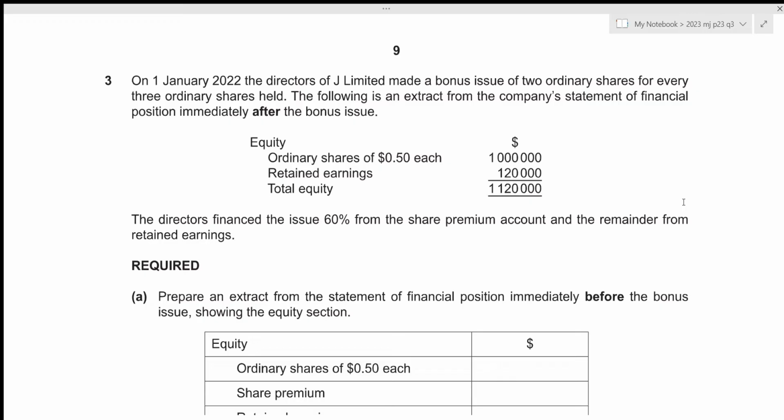Since question number 3 is of 15 marks, ideally you should be spending about 17.5 minutes in order to solve this question. And in this video as well, we will be attempting to solve this question under 17.5 minutes. So without any further delay, let's get started.